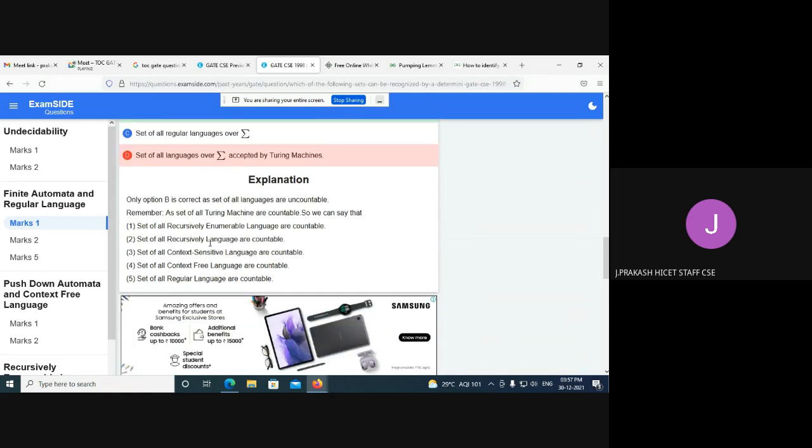Here is the explanation for that. Only B is correct. Set of all the languages is uncountable. Recursive languages, context sensitive languages, context free languages, regular languages: these are countable.